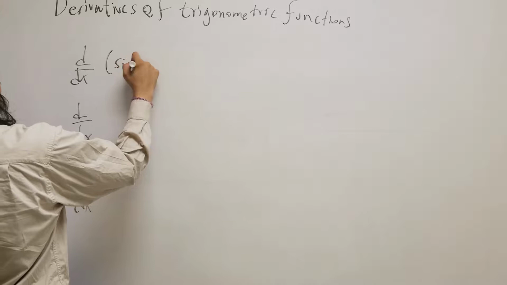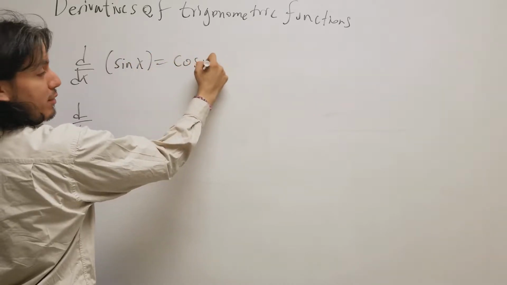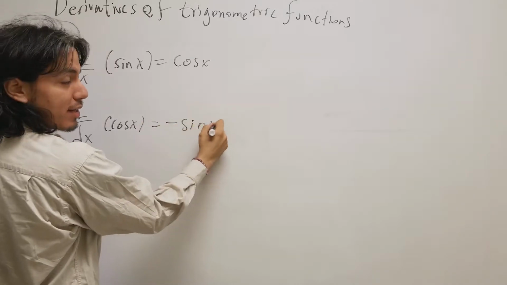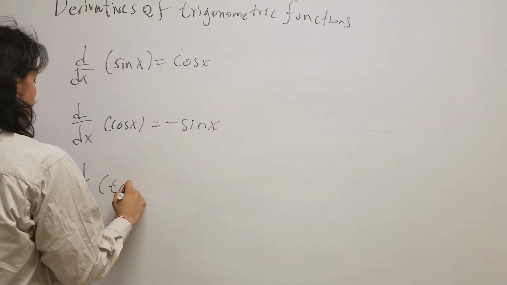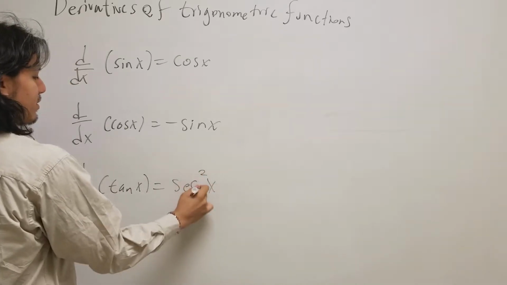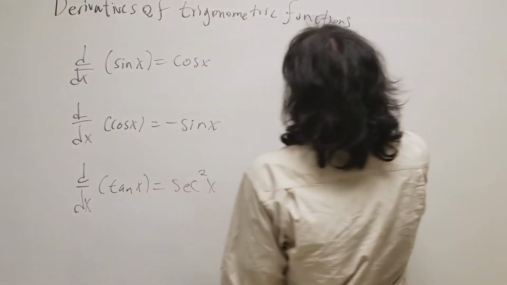So we know the derivative of sine is cosine. We know that. The derivative of cosine x is negative sine x. The derivative of tan is secant square x. Let's write all the derivatives real quick.